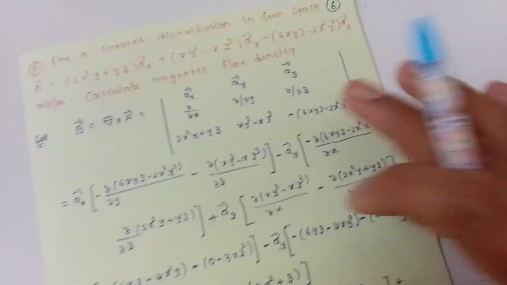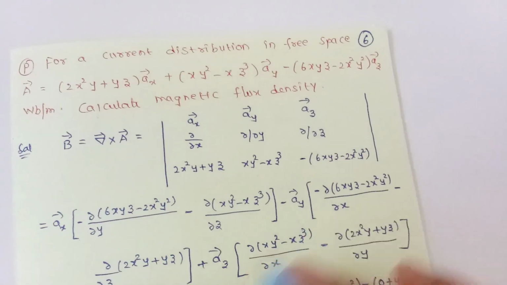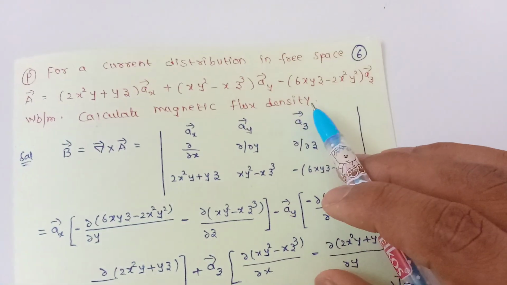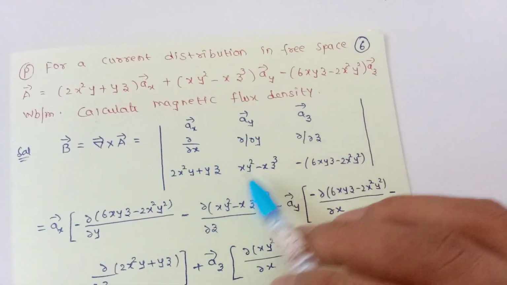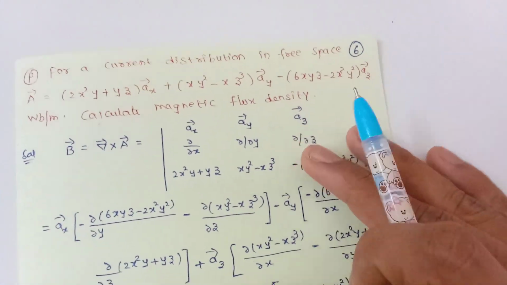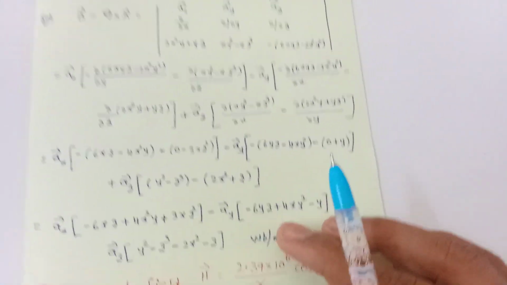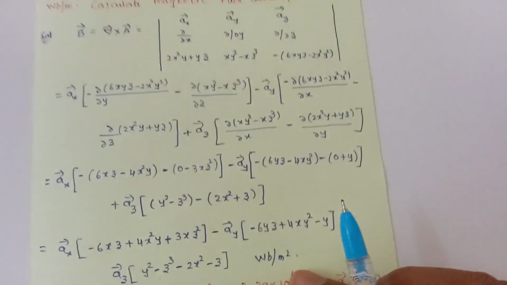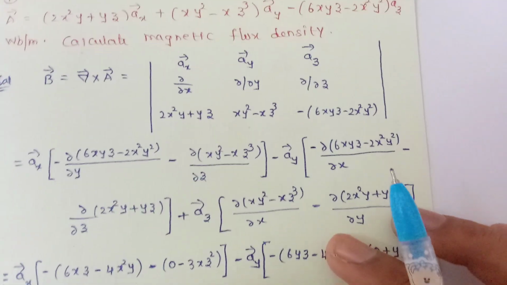Now coming back to the next problem. See here, for a current distribution in free space, A bar is equal to, they have given, calculate magnetic flux density. Once again the same problem, but here observe that they didn't give any point. Therefore the answer is just left as it is. Is it clear, all of you? Okay, just leave the answer as it is.